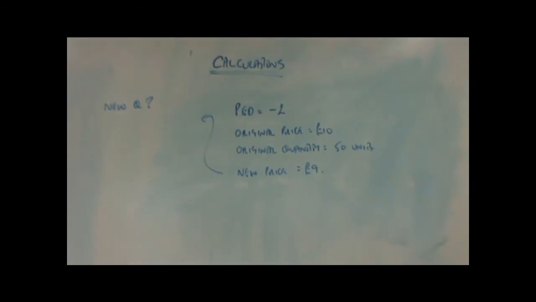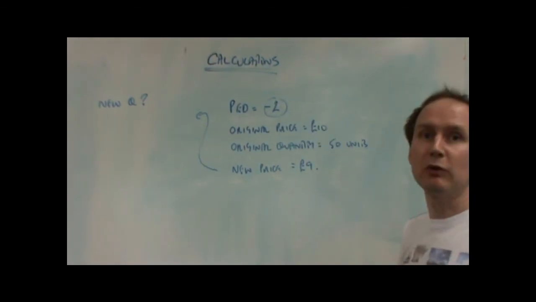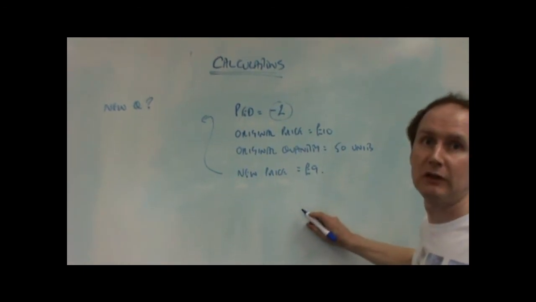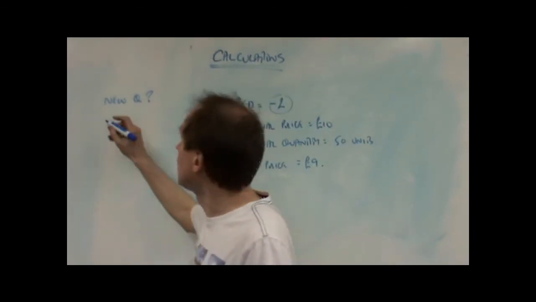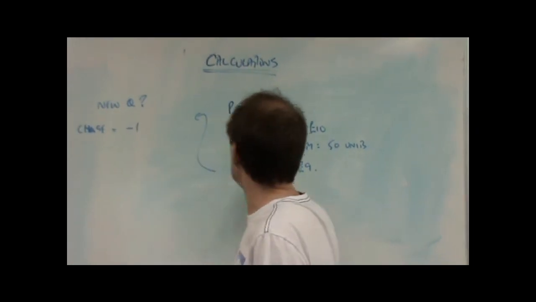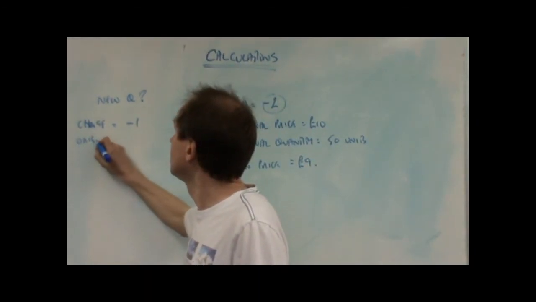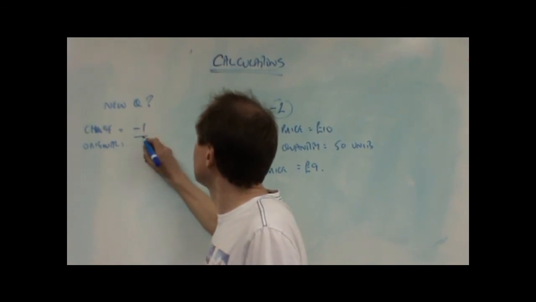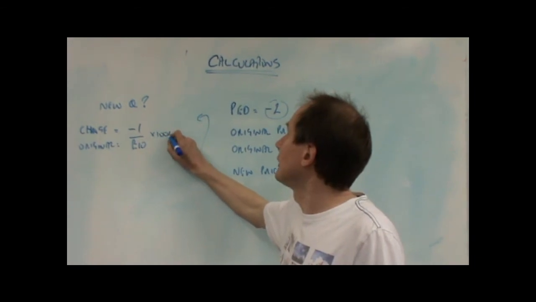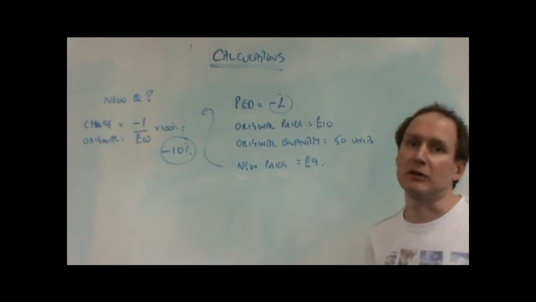Let's start with the new quantity. So what will the new quantity be? We've got to use the change in price. Firstly, we've got to say what is the percentage change in price. So we use our formula. The change is minus 1. Price has gone down by £1. The original was £10. So therefore the change in price is minus 10%. Price has gone down by 10%.